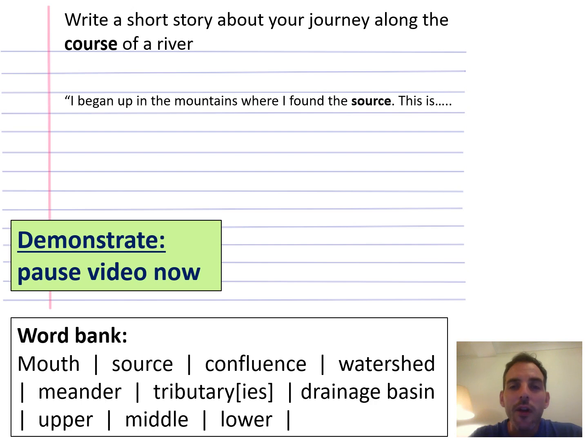I want to make this slightly different here, where instead of doing an exam practice question, I want you to write a short story of about a paragraph which describes your journey along the course of a river, from the upper course down to the lower course, from the source to the mouth. I've got a word bank and I want you to try and use every single keyword in there. It only needs to be about 6 or 7 lines. Give it a go. Pause the video now and I'll show you an example.